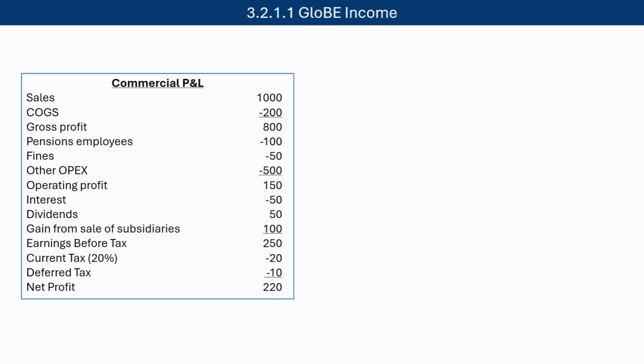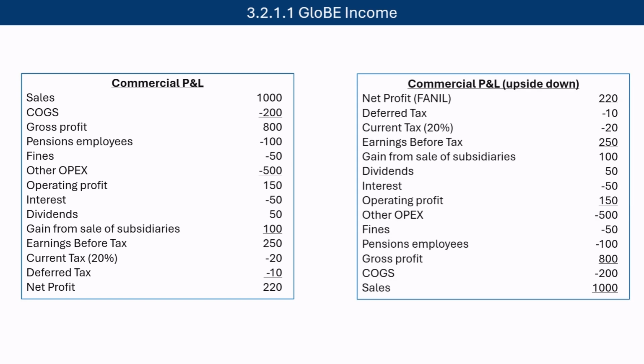Now let us just turn this table around because it makes our GloBE income calculation a lot easier. You can see we took the net profit and we put it at the top because this is what the GloBE return refers to as the financial account net income or losses. And then we take the deferred taxes and the current taxes and put that underneath to work our way back to earnings before tax. And you can see where on the left column we start with the sales, we end with the sales in the right column.